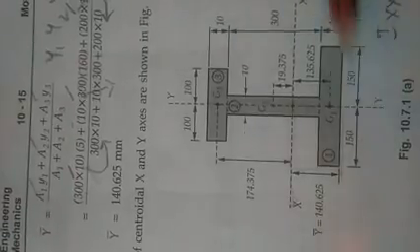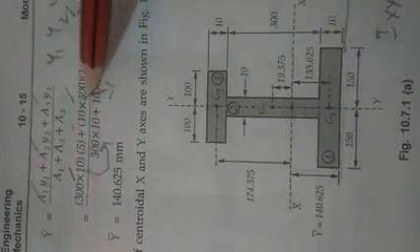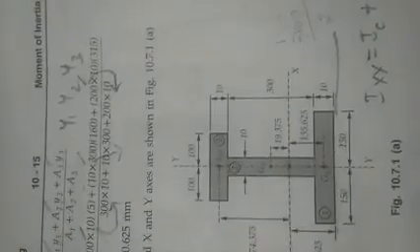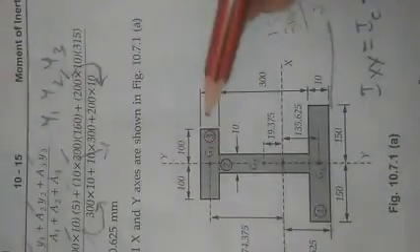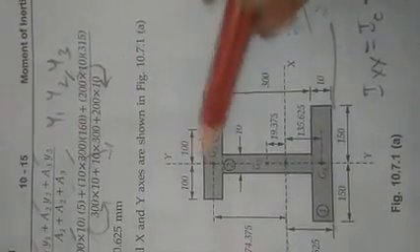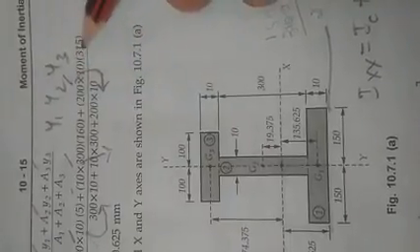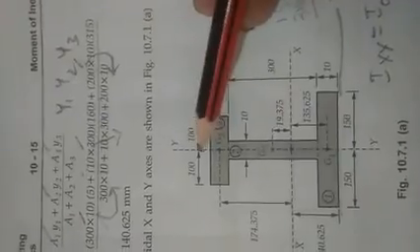Area 1, I teach you what is that, is 300 into 10. The thickness is 10, height is 300, it is given, you write it as it is. Next is y3, here the thickness is 10, the length is 200, so 200 into 10. That's what you have to write. Clear?